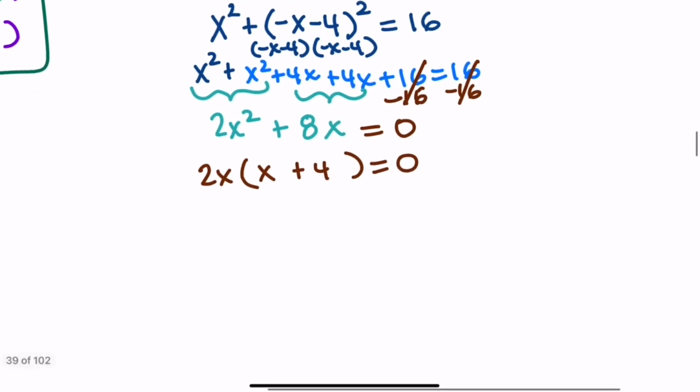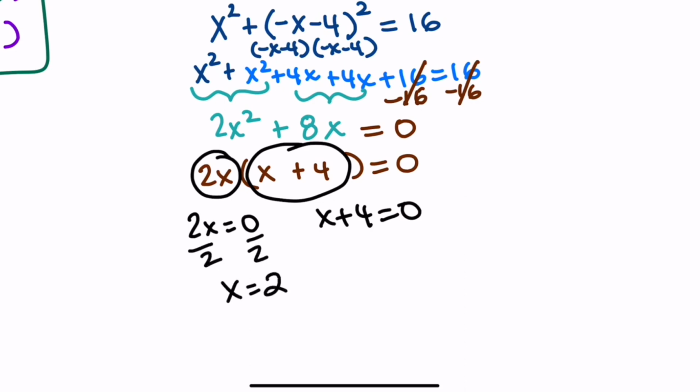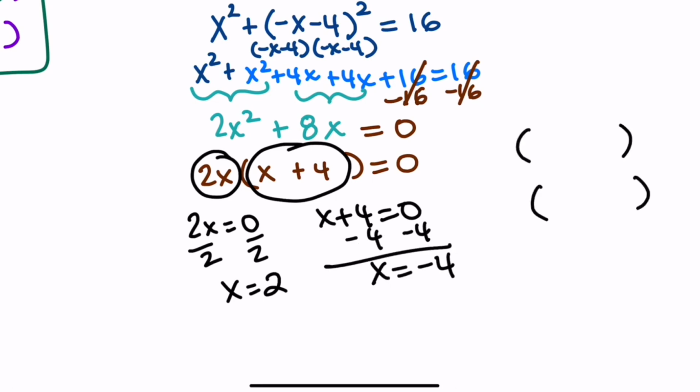Since we have two pieces that equal 0, we're going to use our zero product property. When two things multiply to equal 0, either the first one has to equal 0 or the second one has to equal 0. So we're going to divide by 2 on both sides of the equal sign, x equals 0. We're going to subtract 4 from both sides of the equal sign, and x equals a negative 4. We're going to have our points. Our first x is 0. Our second x is a negative 4.